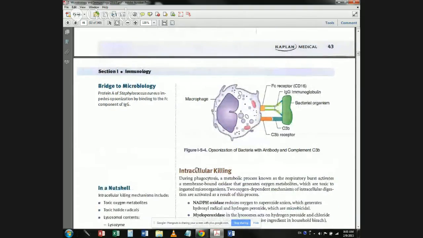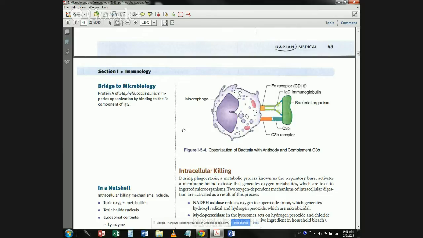All right, here we go. We see opsonization of a bacteria with antibody and complement C3b. Look at that. There's a macrophage. You have a C3b receptor and you have an Fc receptor. It's called CD16. CD16 is an Fc receptor for immunoglobulin. And the C3b receptor binds C3b. So macrophages express a C3b receptor and a CD16 receptor. The C3b receptor will bind C3b and the CD16 will bind the Fc region of IgG.